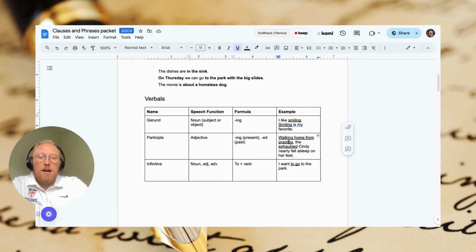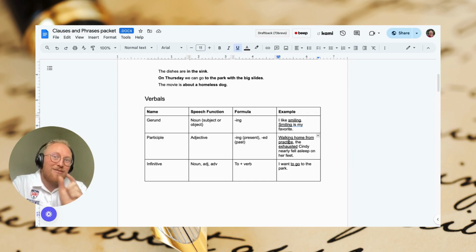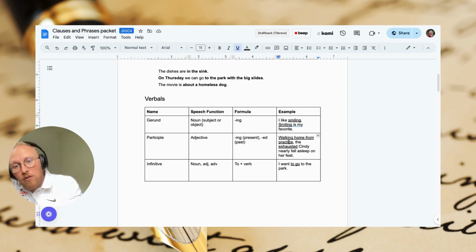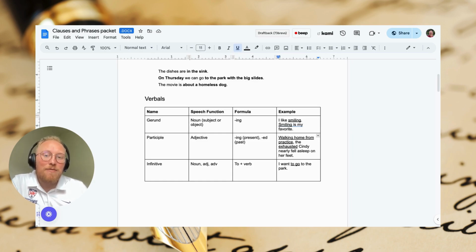Okay. A really good way to tell if an ing word is functioning as a verb or as a verbal, as a gerund or participle, is if it has a be verb in front of it. If an ing word is functioning as a verb and not a gerund or participle, then it's going to have a be verb in front of it.